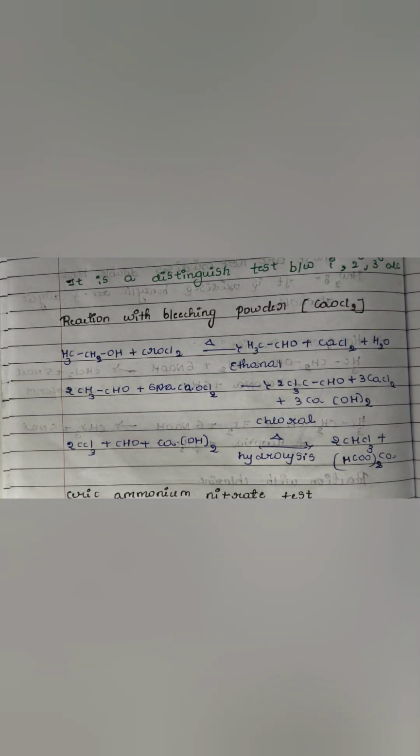And reaction with bleaching powder, formula CaOCl2. When alcohols are treated with CaOCl2 at high temperature, it gives ethanal, calcium chloride and water, and further it gives chloral, and further it gives chloroform. And ceric ammonium nitrate test. When alcohols are treated with (NH4)2Ce(NO3)6, it gives a red precipitate.